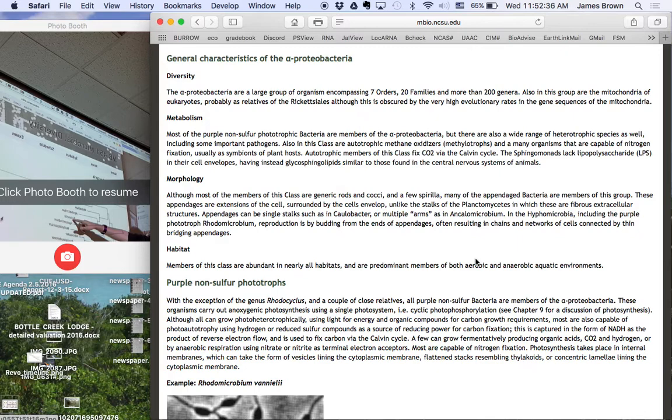Most of them have lipopolysaccharide except for Sphingomonas. There's another group of organisms that does that. They use sphingolipids. These are nitrogen-containing membrane lipids, such as those found in your central nervous system.